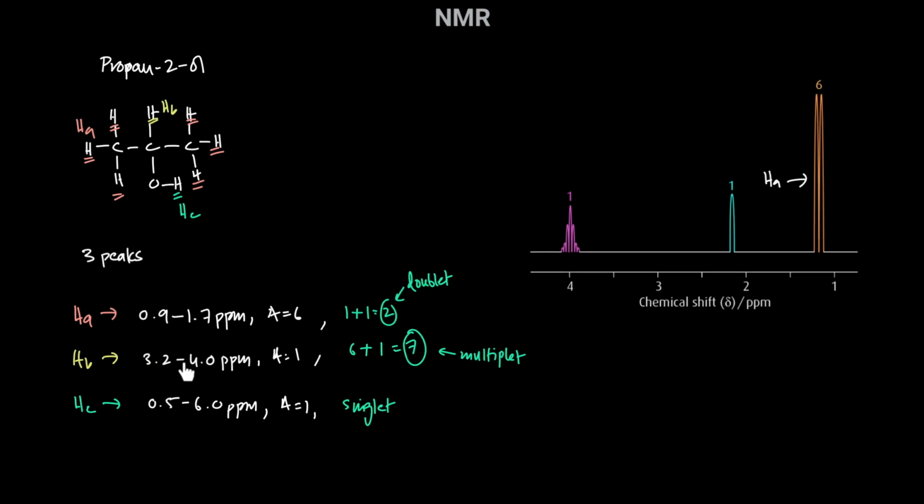HB, shift of 3.2 to 4 parts per million. So here we see it at 4 parts per million. Relative area is 1, and the splitting pattern is a multiplet. Right, so it's split into multiple peaks. So this is HB, and then HC is just the remaining peak. That's the singlet over here. That's for the OH proton. So this is HC.